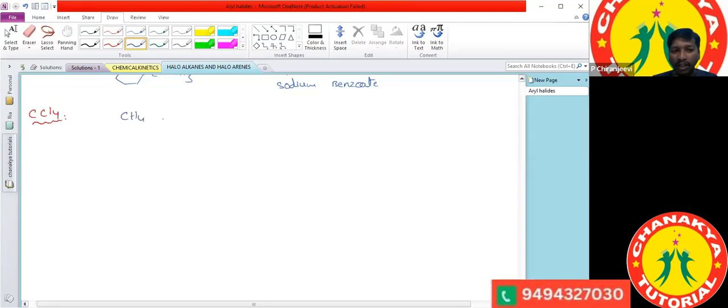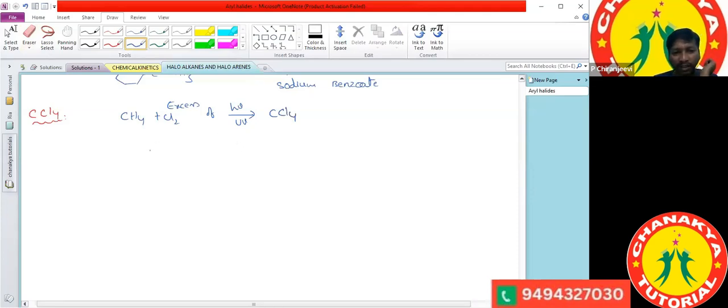Sir, how do we prepare carbon tetrachloride? When methane reacts with excess chlorine in presence of sunlight or UV light, finally it forms CCl4, carbon tetrachloride. What is the final product it forms here? Finally it forms carbon tetrachloride.